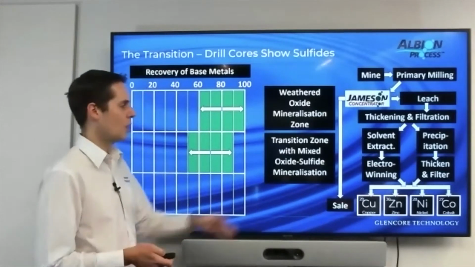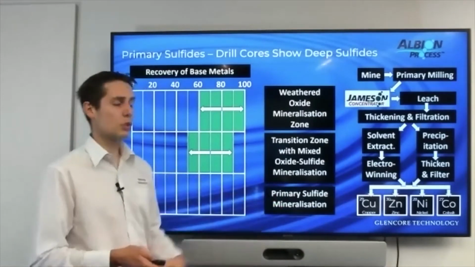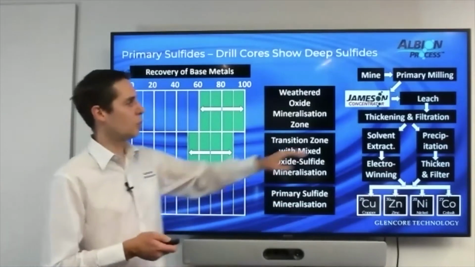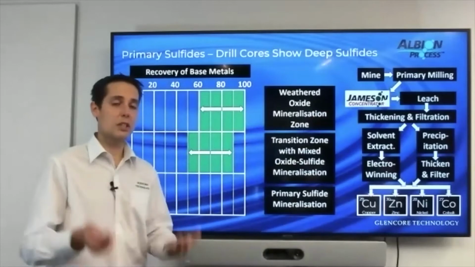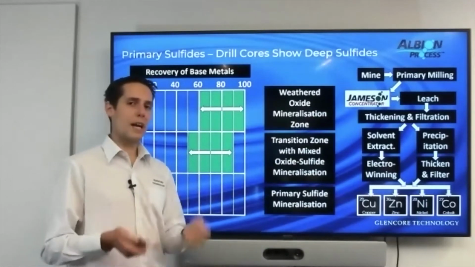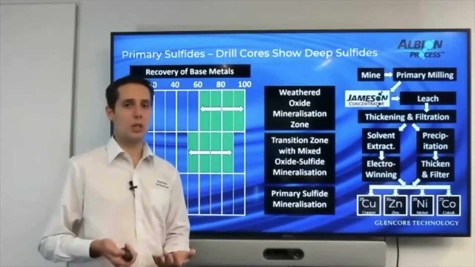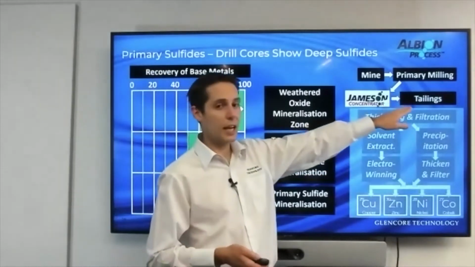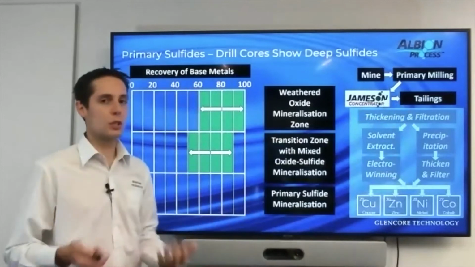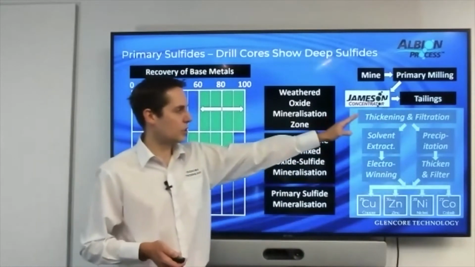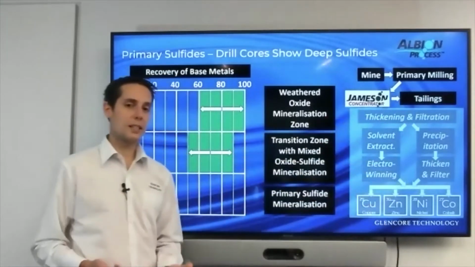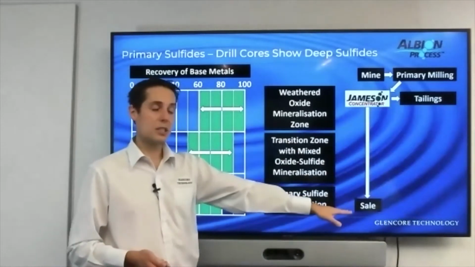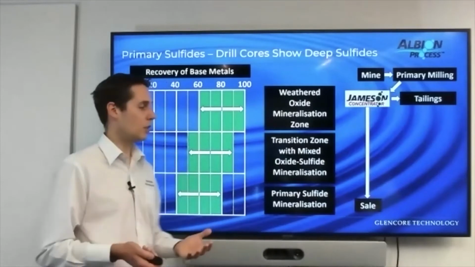The next step is to then look at, well, what happens when we go into the primary sulfide mineralization? So what do we do there? We have our Jameson cell concentrator still in the flow sheet, but when we look at what happens there, we've run out of oxides. So if we've run out of oxides, we then end up making just a tailing stream from our Jameson concentrator. So that then makes the rest of our flow sheet for extracting metals in a way redundant if all we are doing is then selling that concentrate itself.